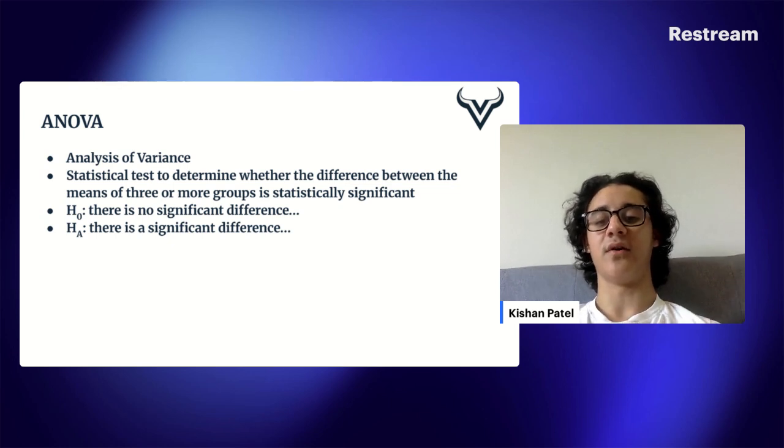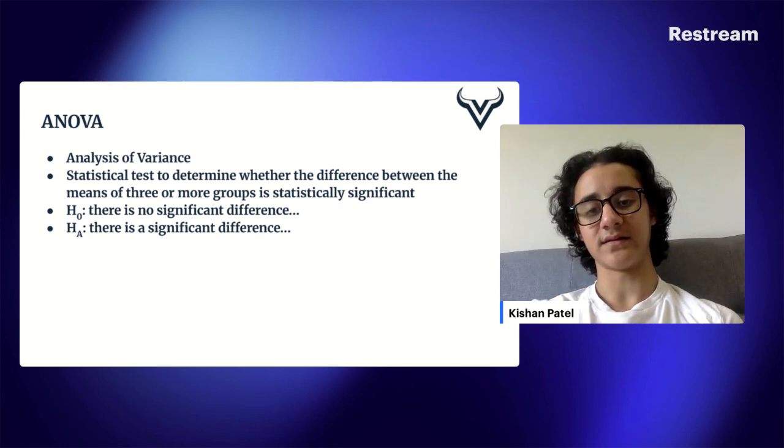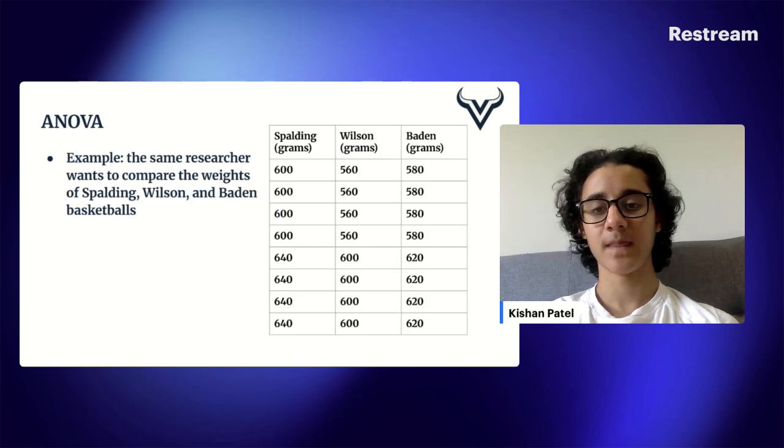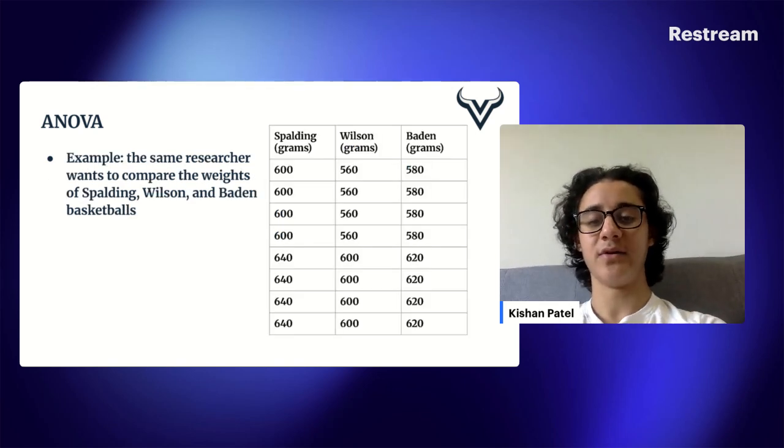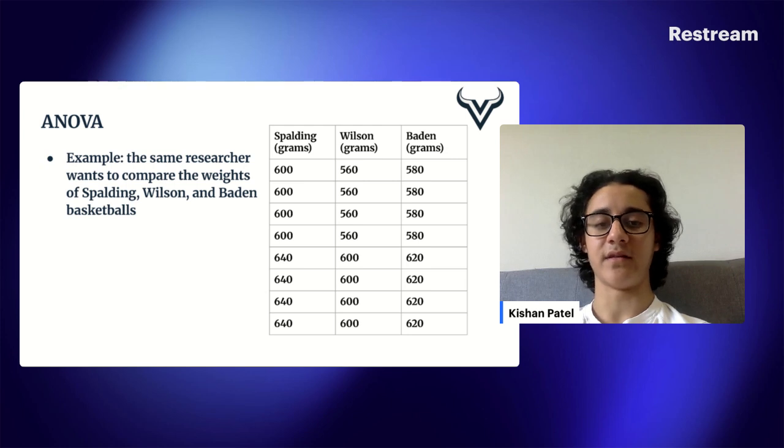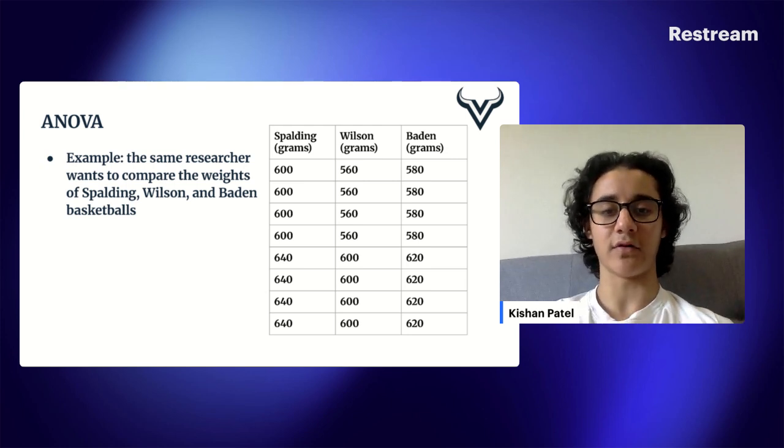Okay, so the null and alternative hypotheses will be the same. So we're going to go back to the same researcher from question one, and now they've added Baden basketballs into the mix. So here's the table of all three basketballs.